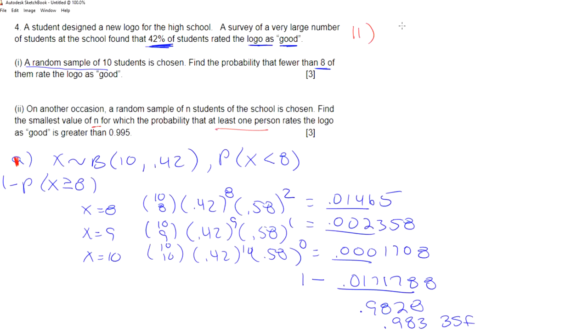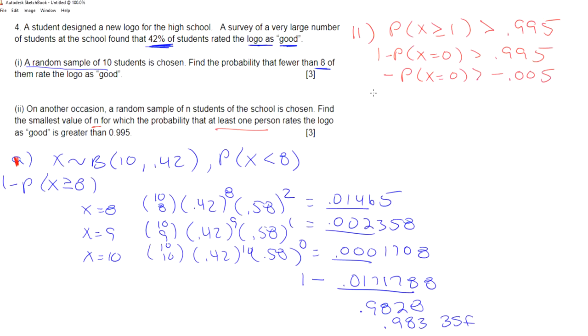Now, in part 2, that's a different kind of question. It's the one we talked about where you've got to find the number of trials. Basically, if it's probability greater than or equal to 1, that's the same thing as 1 minus the probability that x is equal to 0. Then I get this by itself by subtracting 1 and dividing both sides by negative. When I find the probability of x equals 0, it's n choose 0 times the probability of success, which I know: 0.42 to the 0, times 0.58 to the n.